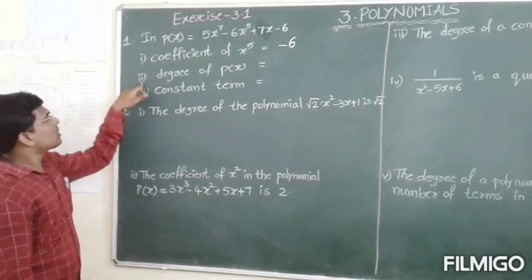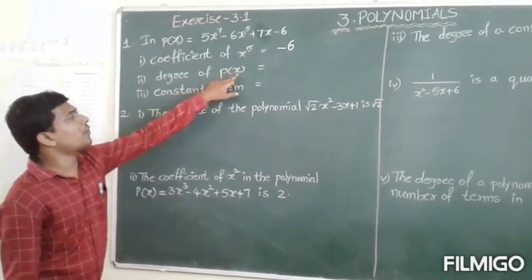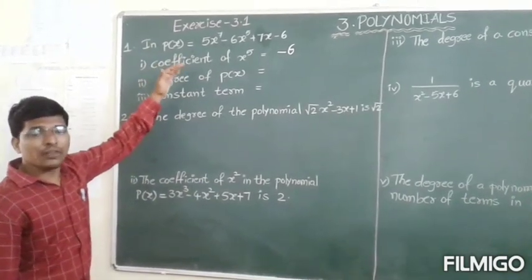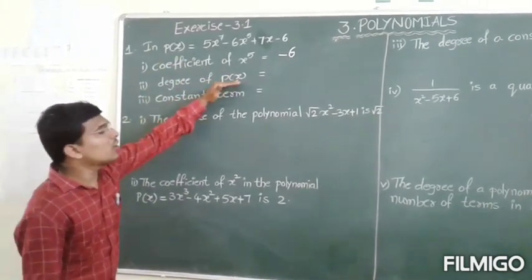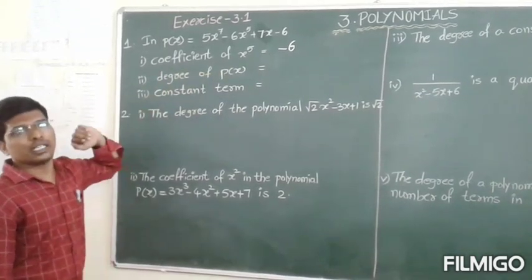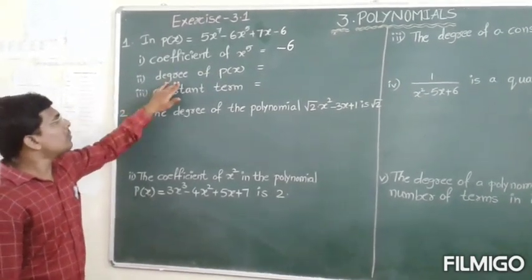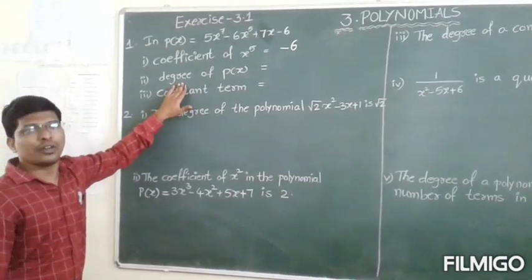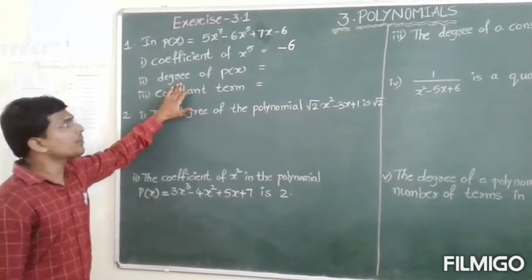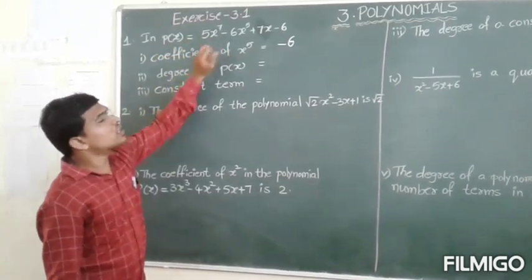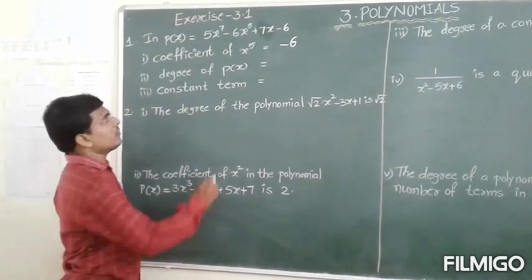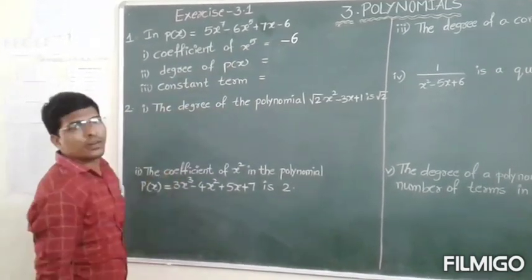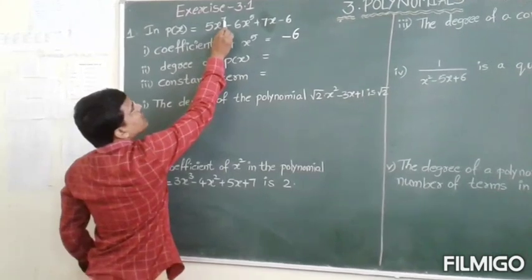Next, second question, degree of P of x. P of x means whatever polynomial is given, which involves the variable x, for that we have to find the degree. So what is meant by degree? All of you know very well. The highest power of a variable is known as degree. In the given polynomial, which variable is involved? X variable. Very good. So what is the power? Here we have the power as 7.